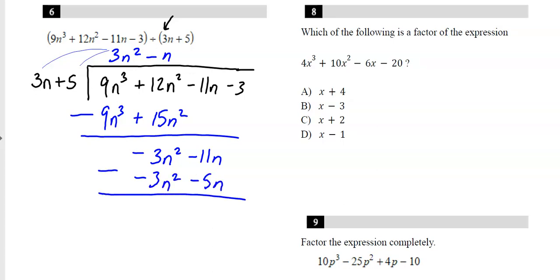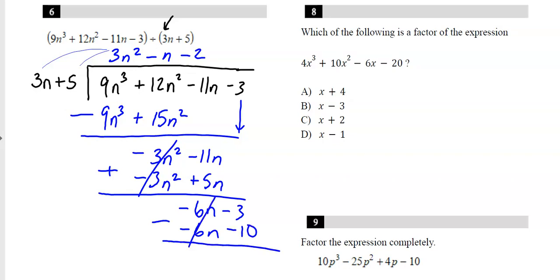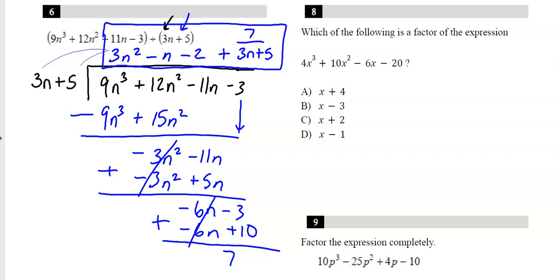Then I have to subtract that. So this goes away, now I have plus a positive, so that's a negative 6n. Bring down my negative 3. And 3n goes into negative 6n negative 2 times. And that's going to be negative 6n minus 10. And so that's going to go away, plus a positive. I have a 7. So what I'm going to do is put that positive 7 on top of this piece that we were dividing by. So my final answer is all of this stuff up on top here.